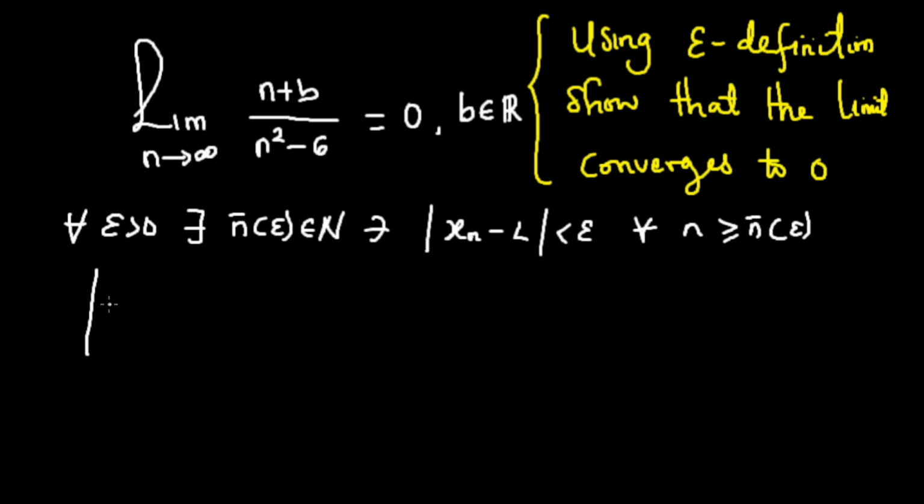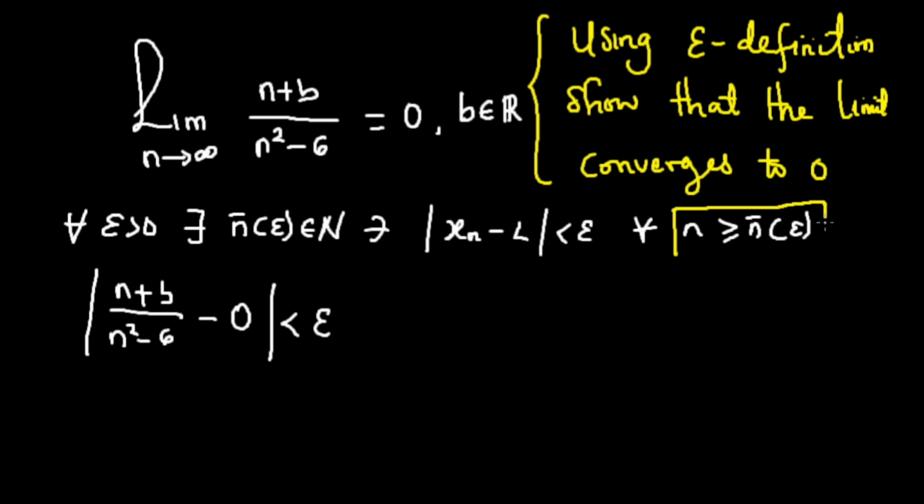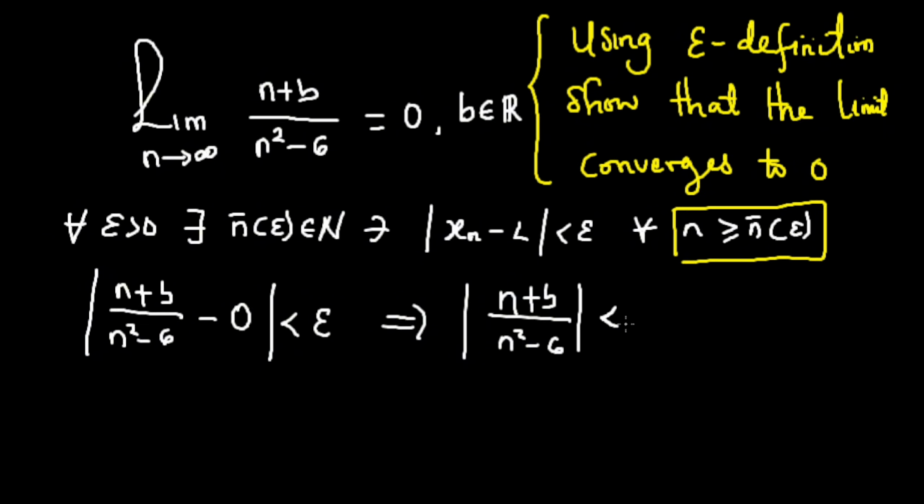I have my absolute value. What's my xn? That's n plus b over n squared minus 6, minus 0, because that's our limit, less than epsilon. Okay, so I actually want to achieve this condition. If I can achieve this, I'm good to go. So minus 0, that's obviously n plus b over n squared minus 6, which is less than epsilon.